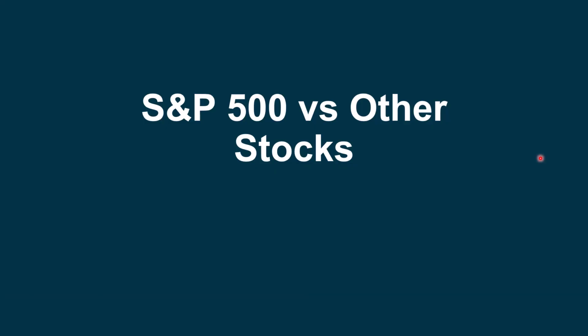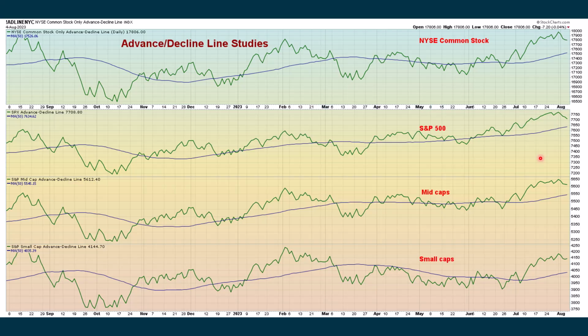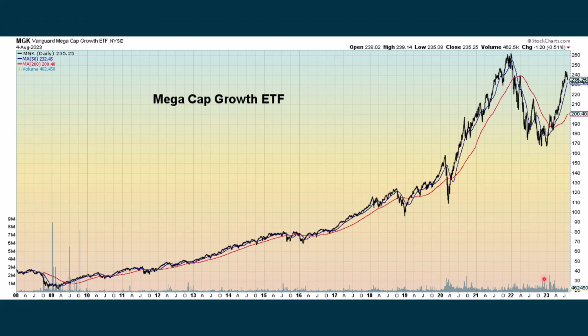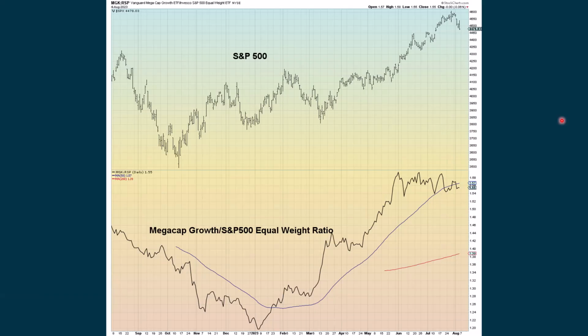The S&P 500 compared to some other stocks. First, we look at a broad advanced decline line study with the NYSE, S&P mid caps and small caps. We saw a little bit of weakness in all of the indexes, but they're still above the moving average. Mega cap growth. These are the big monster companies. They had a little bit of weakness this past week, but they're still in an uptrend.